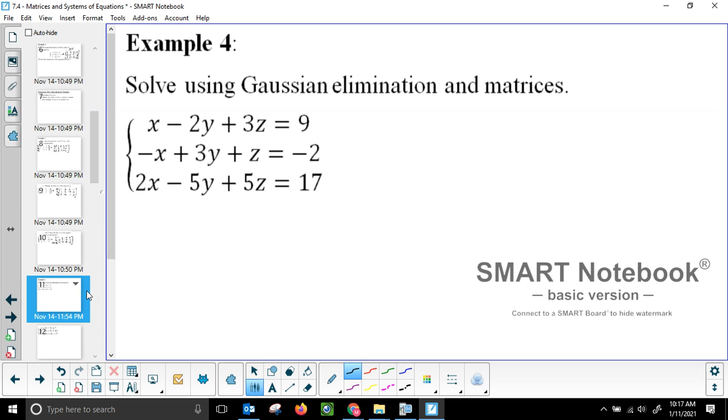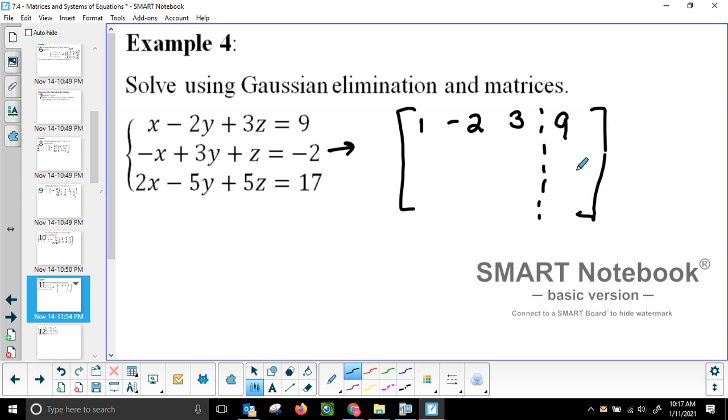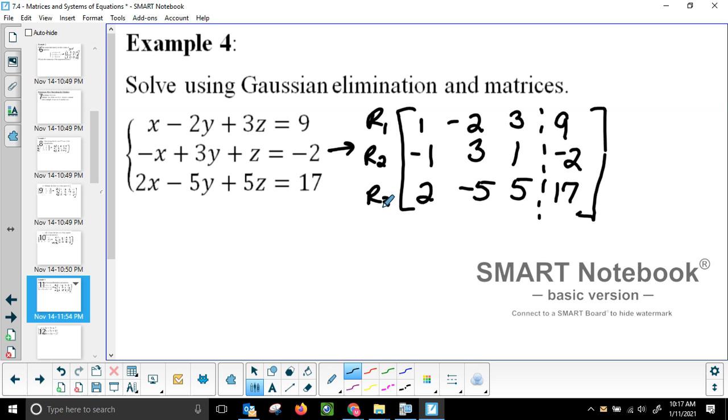Okay, so let's solve this by using Gaussian elimination. This is exactly what we were doing at the end of last week, right? Wednesday is when we were introduced to it, and then Thursday and Friday we practiced with it. So this is the exact same thing, except now we don't have to write out the equations every time. We can just write it as an augmented matrix. So when I do that, I will have 1, negative 2, 3, and 9. And negative 1, 3, 1, negative 2, and 2, negative 5, 5, and 17.